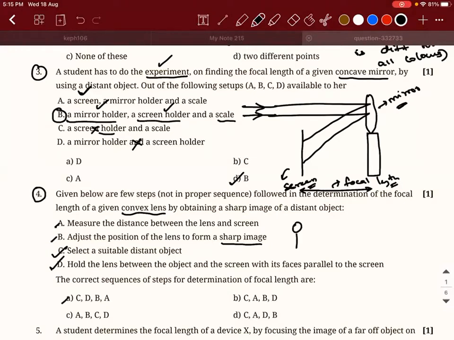Means you will generally select a distant object. When you do it in the lab, you generally focus on a tree. Once the tree is there, you will have a convex lens here and a screen here. You will hold the lens between the object and the screen. Then this lens is moved to achieve a sharp image on the screen. After that, you will measure the distance between these 2 points, that will give you the focal length. So CDBA is the answer.